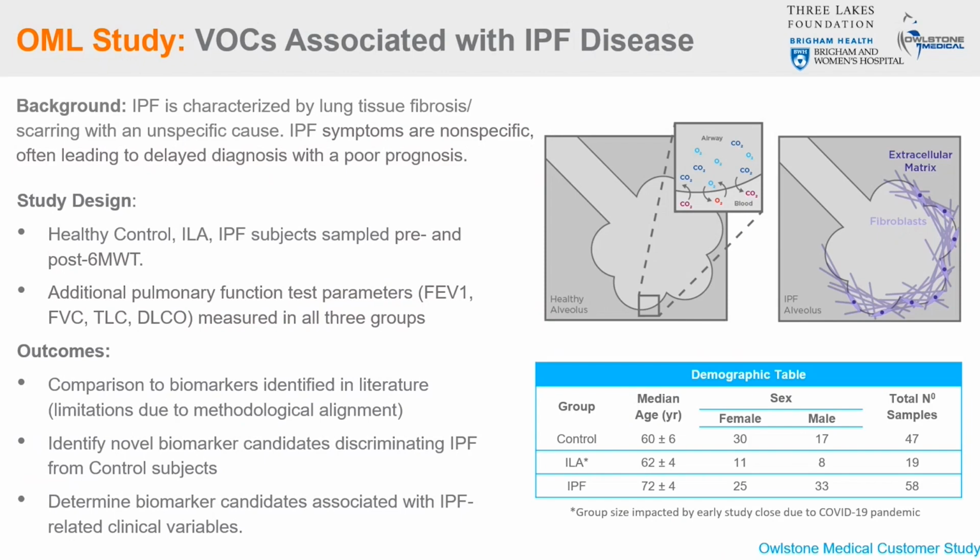The goal for this study was to compare biomarkers found in literature, identify novel biomarker candidates that can discriminate IPF from healthy controls, and determine biomarker candidates associated with IPF-related clinical variables. Note that the recruitment of ILA subjects was strongly impacted by the pandemic. Therefore, breath VOC comparisons with the ILA group were expected to be underpowered.